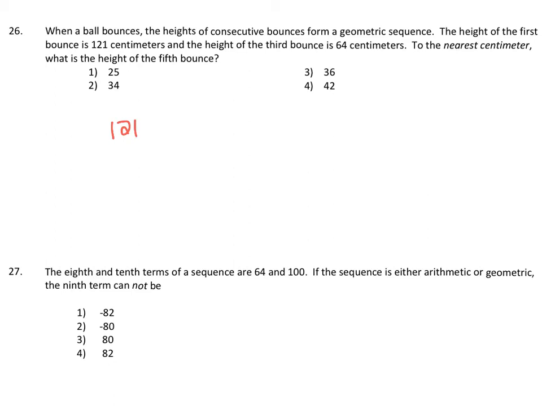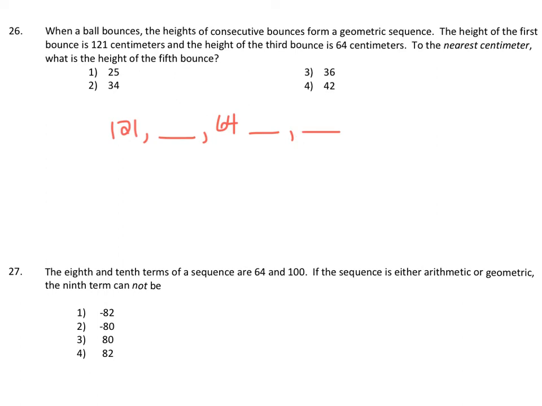Okay, and the height of the third bounce, so it looks like we're skipping over the second bounce here, so I'm going to leave that blank. The height of the third bounce is 64 centimeters. To the nearest centimeter, what is the height of the fifth bounce? Okay, so here's first, second, third, fourth, and fifth. So based on the 2 they give us, we have to find the fifth bounce.